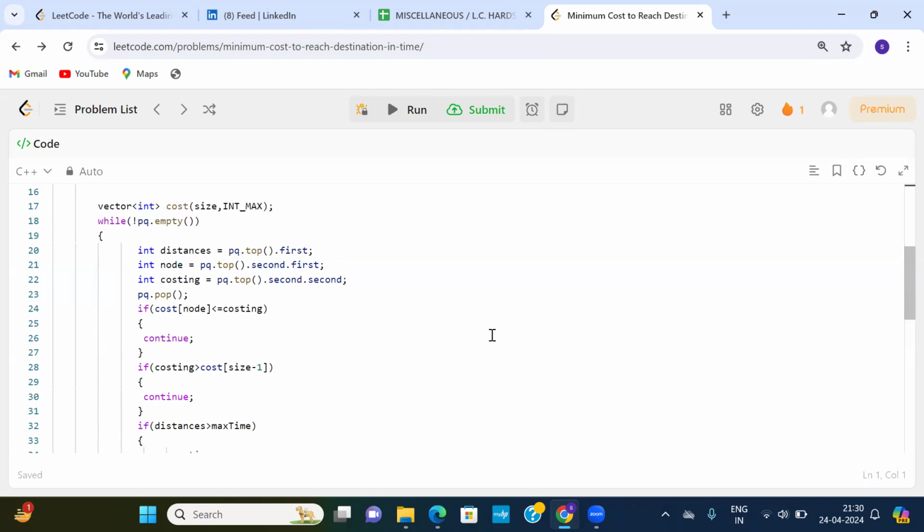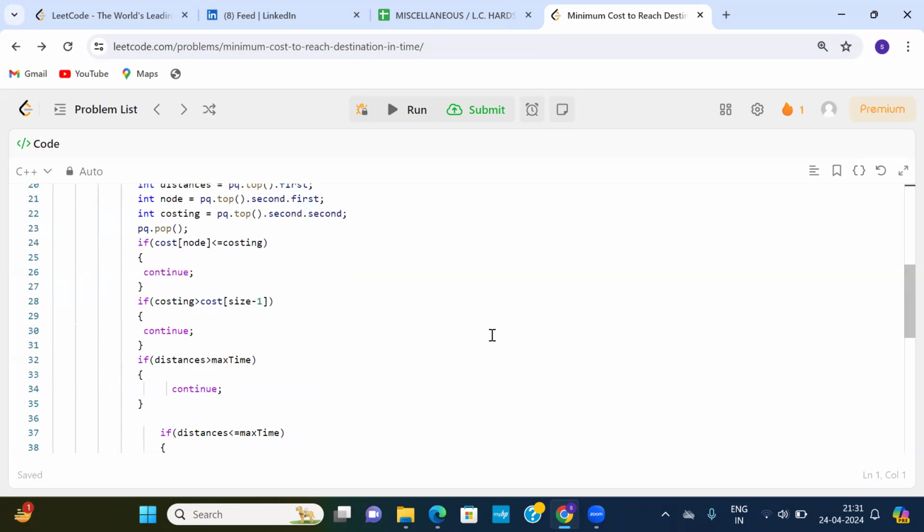Otherwise, if costing is greater than cost at the index of size minus 1, what does it mean? It means at the end, I need the cost at the index of size minus 1 only. Cost at the index of size minus 1 means destination node cost. So if I am reaching my destination node in a much better cost than this present cost, then also I can use the jump statement continue. I need not continue further.